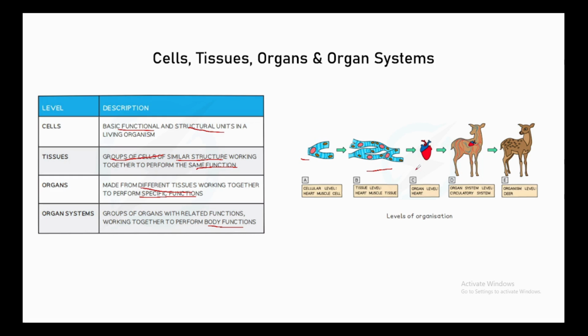This is a cell, and this is a tissue, heart muscle tissue. At the organ level, it's the heart, which is part of an organ system, the circulatory system, and then the organism.